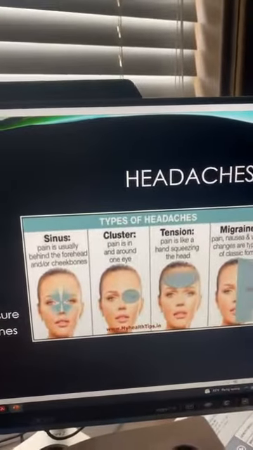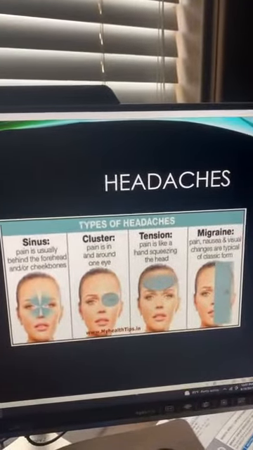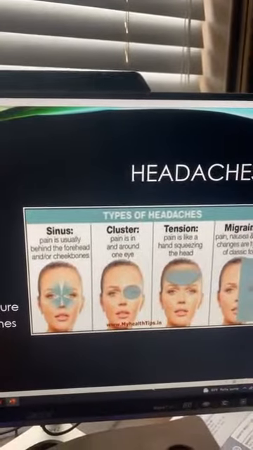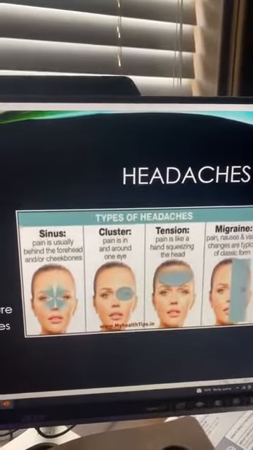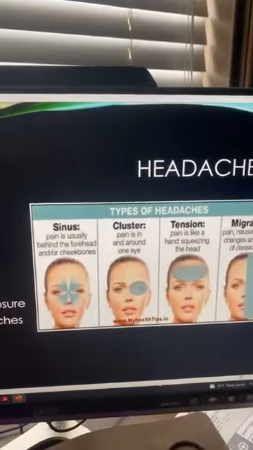Tension headaches, as you can see there, are kind of band-like, and people would describe them as band-like or squeezing the head, and just tense muscles maybe in the back of the head, things like that.